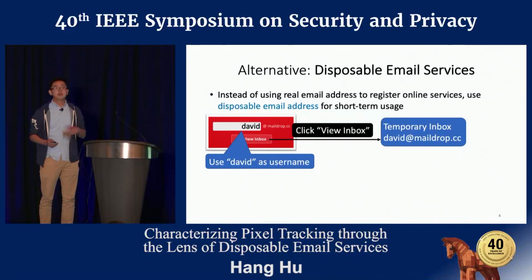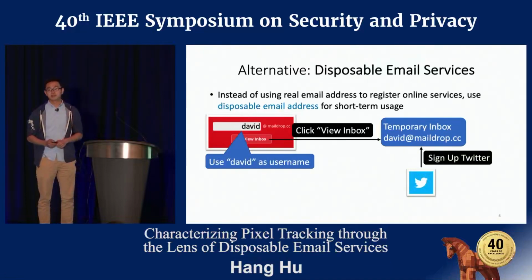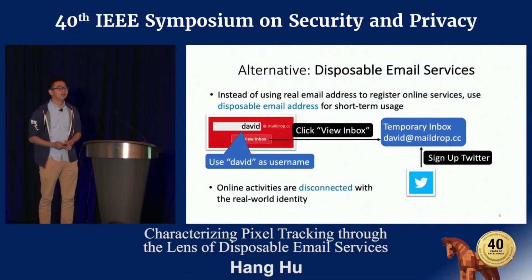Let's say I'm registering a Twitter account. Instead of using my real email address, I can use this temporary inbox to finish the email address verification process. And in this way, the online activity is disconnected from real-world identity.